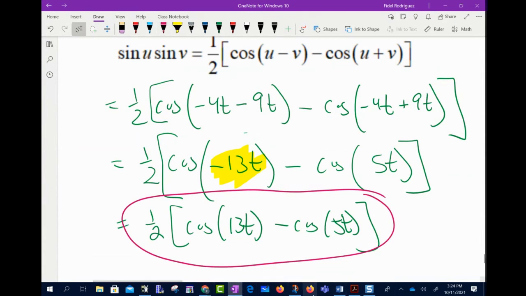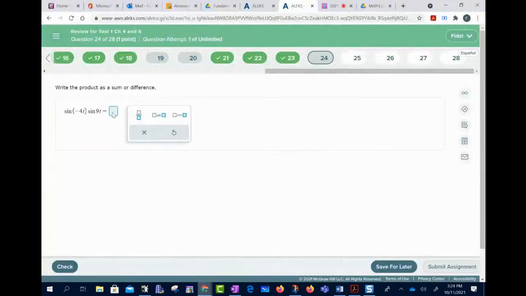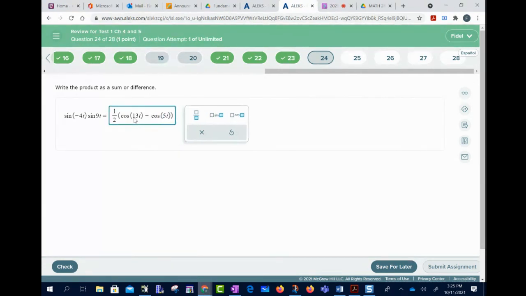So 1/2 cosine of 13t minus cosine of 5t. Okay, right here, we're going to go 1/2 parentheses, oops, not there, but right here. Cosine of, what was it, 13t? Minus cosine of, was it 5t? T, boom, tickety check.